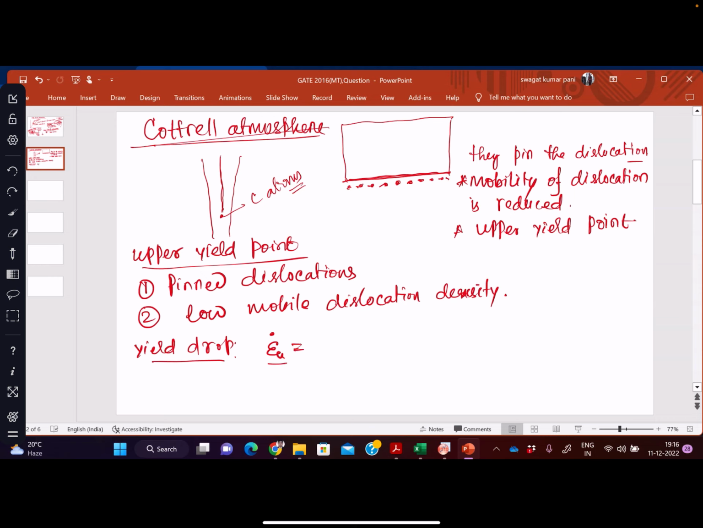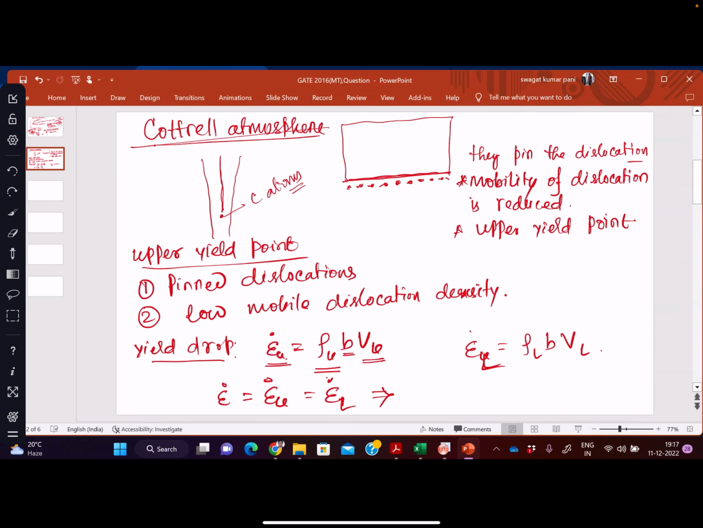So this is the strain rate at the upper yield point. We know the relation for strain rate due to dislocation movement, that is rho_u b v_u. This is the dislocation density at the upper yield point, this is the Burgers vector of the dislocation, and v_u is the velocity of dislocation at the upper yield point. Similarly, for the lower yield point, we have the strain rate rho_l b v_l. And we know in the tensile test we are applying a constant strain rate, so these should all be the same. So the strain rate is equal to ε_u dot equal to ε_l dot.